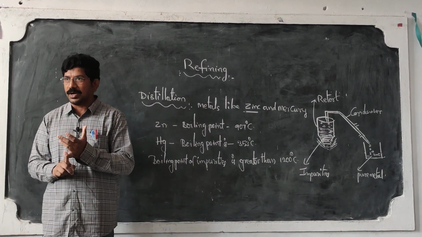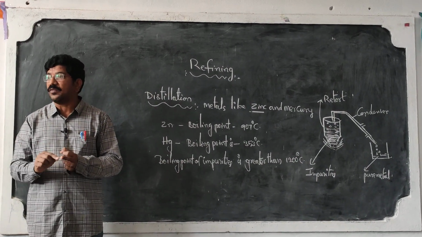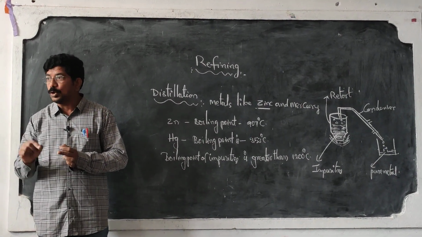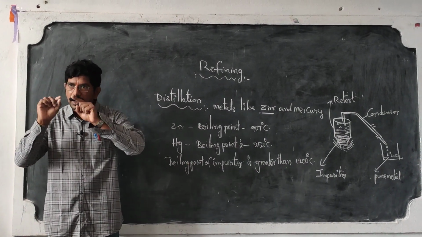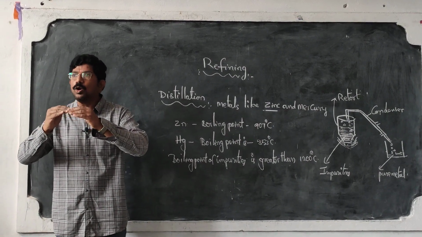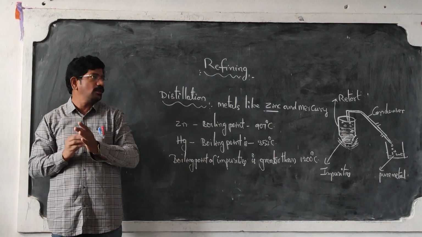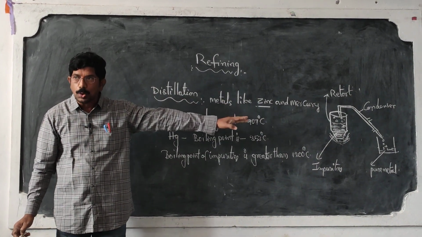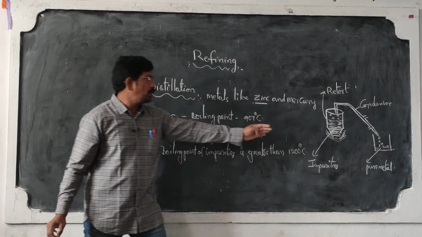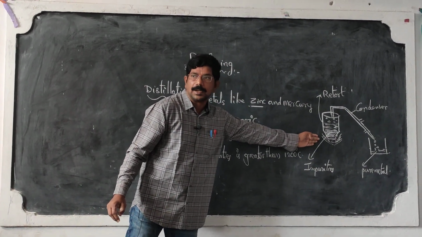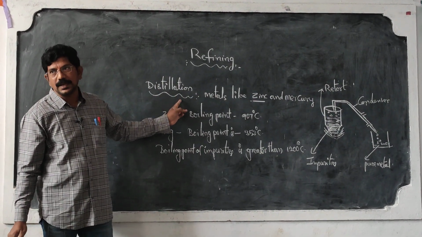We adopt this method whenever there is a difference in the boiling points of either the metal or the impurities. Try to understand, either the metal or the impurity which has the low boiling point will get vaporized. Those vapors are collected and cooled, and you will get the pure metal. The impurities are left over at the bottom of the retort. This method is known as distillation.